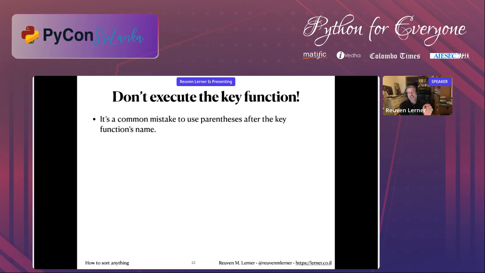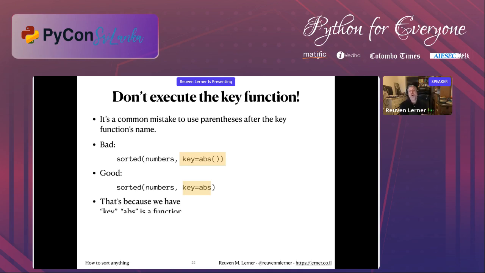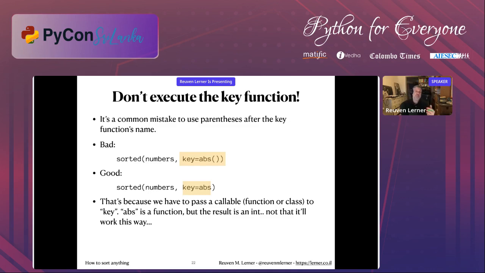Now, I mentioned this already, but it's a key thing to remember. It's a common mistake to use parentheses after the key function's name. Don't do this: sorted of numbers, key equals abs with parentheses, because what's going to happen there? Well, we're going to get an error message from Python. Python's going to say, wait, you're trying to run abs, but you're not giving it an argument. So it's not even going to run. What we're going to do instead is say sorted of numbers, key equals abs. Here is the function I'm passing as an argument. We're passing a callable, and it's a function or a class, by the way. You can pass a class there, assuming the class takes one argument. Abs is a function, but the result is an int. But that's not going to work that way here.